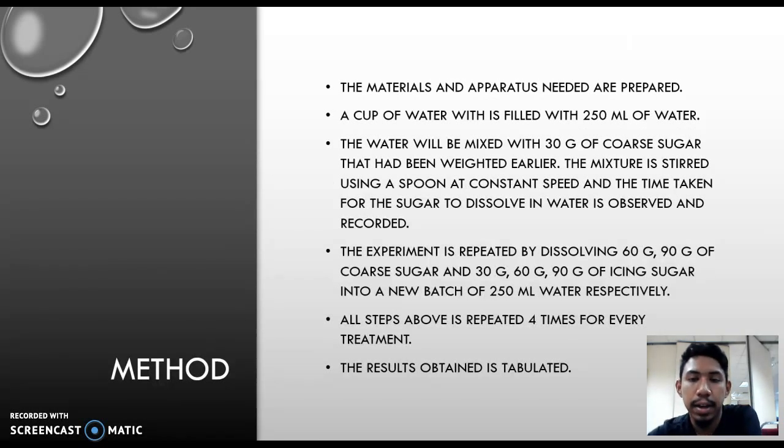For the method, the materials and apparatus needed are prepared. Second, a cup is filled with 250 ml of water. The water will be mixed with 30 grams of coarse sugar that has been weighed earlier. The mixture is stirred using a spoon at constant speed, and the time taken for the sugar to dissolve in water is observed and recorded. The experiment is repeated by dissolving 60, 90 grams of coarse sugar and 30 grams, 60 grams, 90 grams of icing sugar into a new batch of 250 ml of water respectively. All steps above are repeated 4 times for every treatment. The results obtained are tabulated.